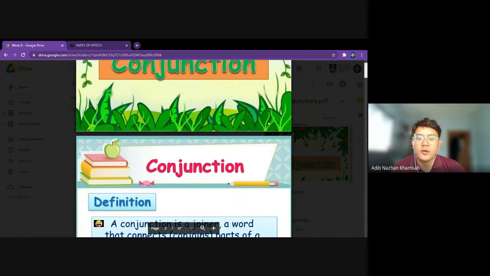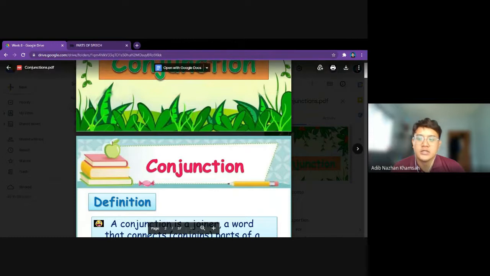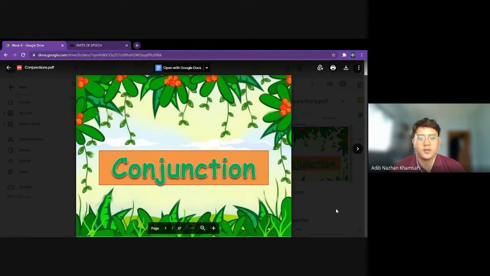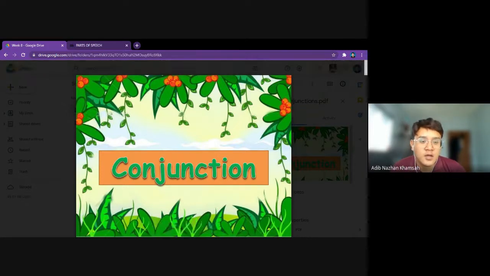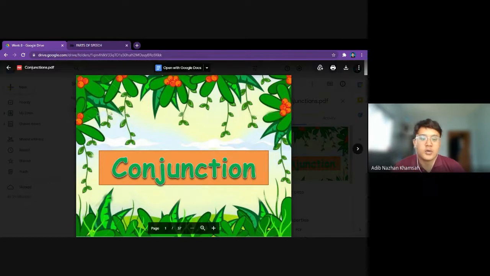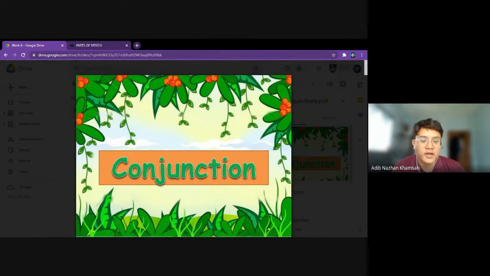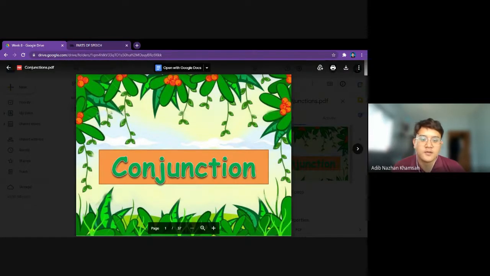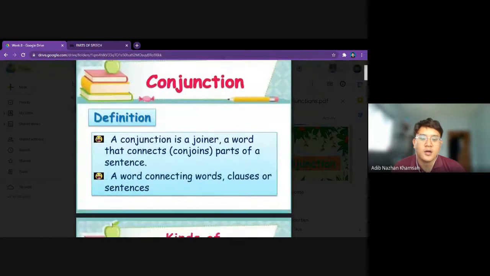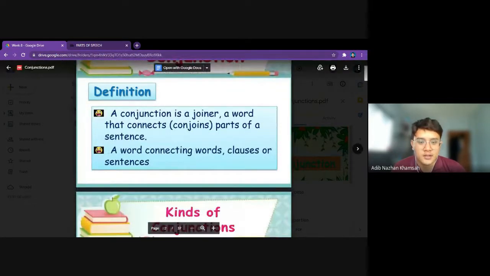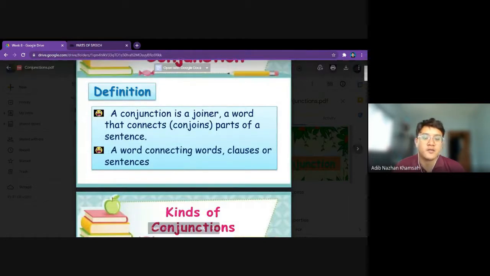So now we're going to continue with the new topic. First I'm going to touch upon conjunction, kata hubung in Bahasa Melayu. Conjunction is the words that we use to link a clause or a phrase in a sentence. Linking words, a joiner, to connect, conjoining parts of a sentence.